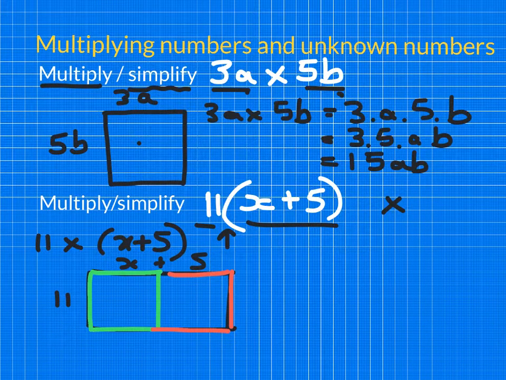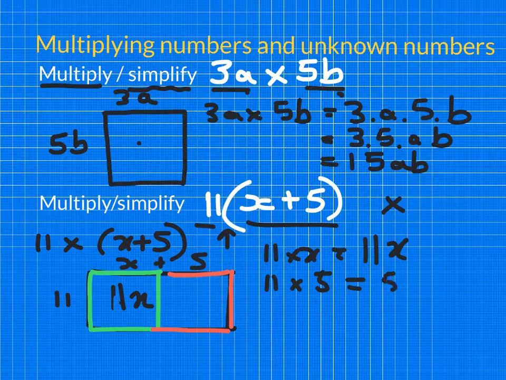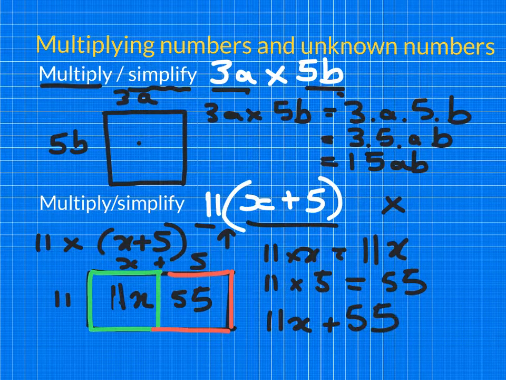This area in here is 11 times x, and that's just written as 11x. And this rectangle here is 11 times 5. So 11 times 5 is going to give you 55. So altogether, we just need to add together the total area. So the total simplification would be 11x plus 55. And that's as simple as we can get.